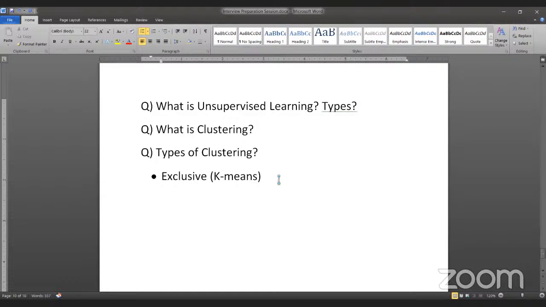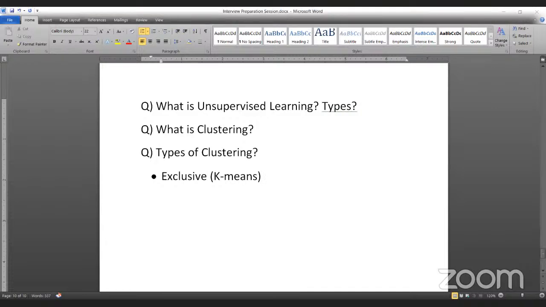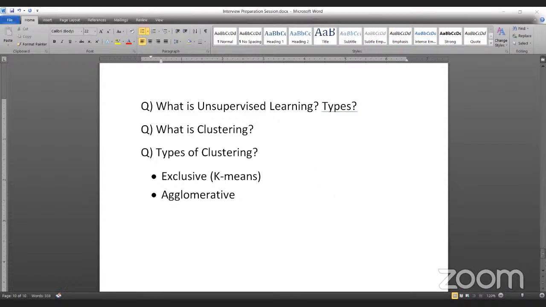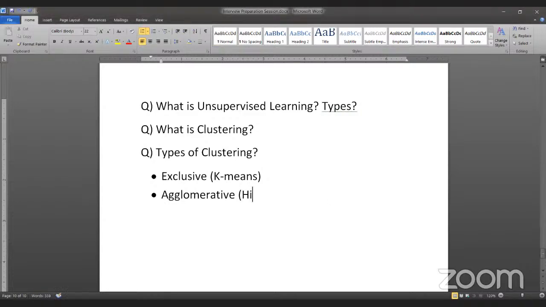Okay, so the main thing to note here is that a single data point will always belong to a single cluster. That cluster may contain many points, but that one point should not belong to any other cluster. Then the second one we have is agglomerative. You know what the example for agglomerative is? We have been taught this: hierarchical.